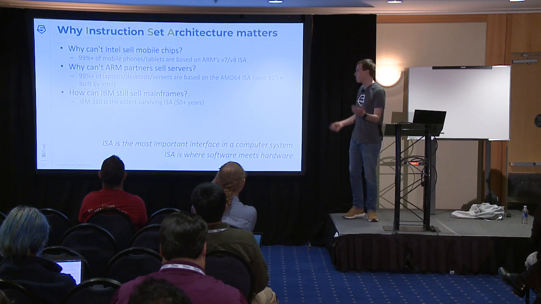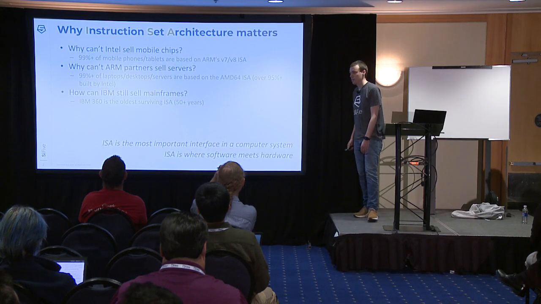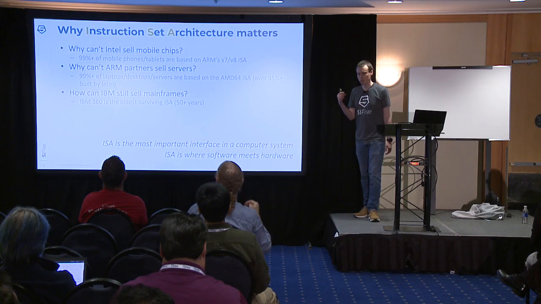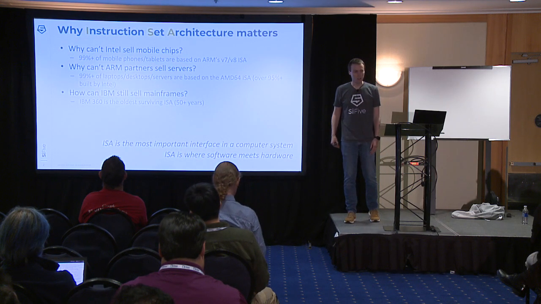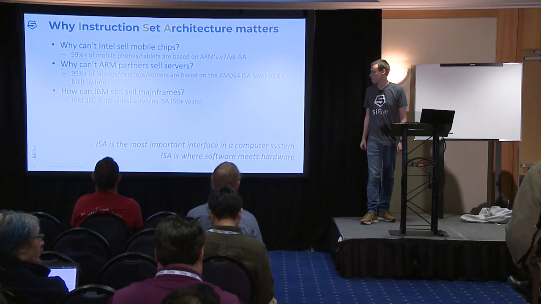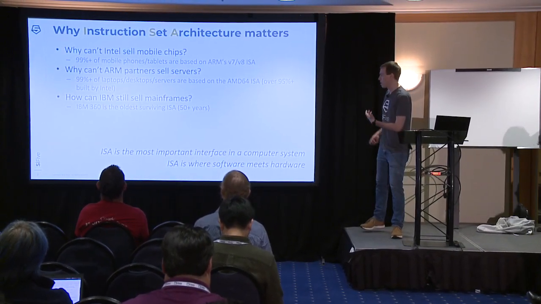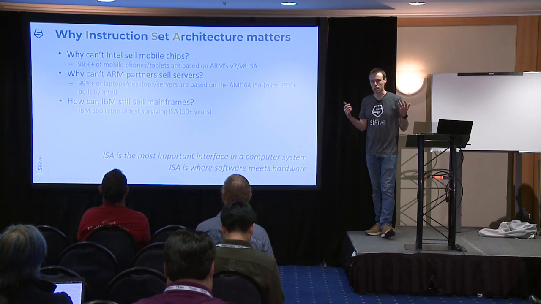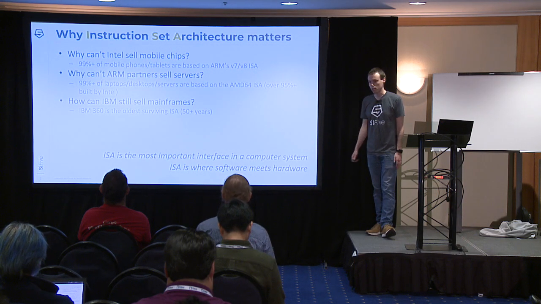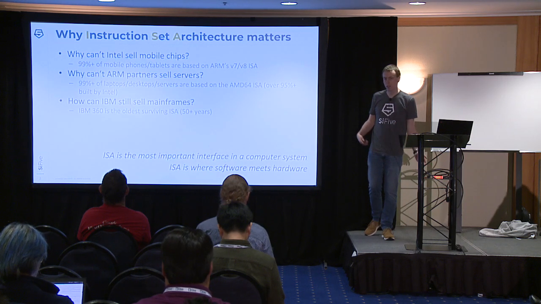So why is this important? Why does an instruction set architecture, an ISA, matter? If you look around the computing industry, Intel can't sell into the mobile market, largely because that's dominated by ARM ISA chips. Similarly, ARM has trouble selling into the server market, again largely because that's dominated by Intel ISA chips. And the first ISA that was largely successful, the IBM 360, has been going for 50 or so years, and they really dominate the mainframe market. It's all about software compatibility.